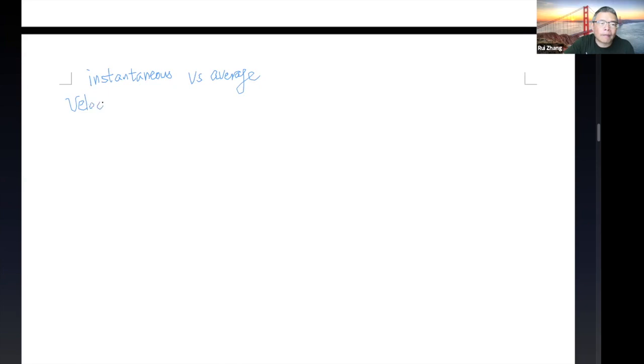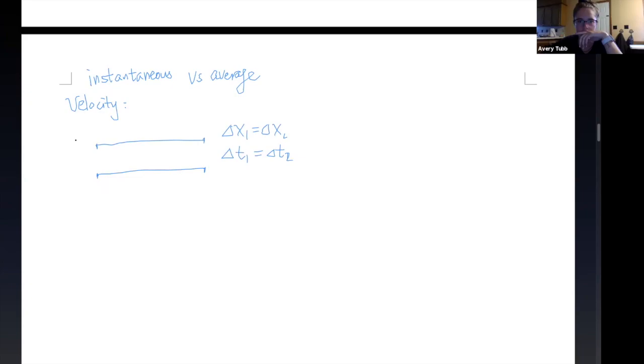So let's use velocity as an example. Consider velocity. Let's consider two motions. In both of the two motions, the object goes exactly the same distance, so the displacements are the same. Delta x1 equals delta x2. Let's say also delta t1 equals delta t2. So for these two motions, this is 1 and 2.